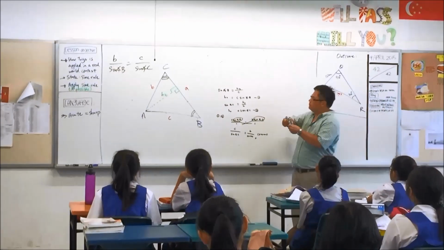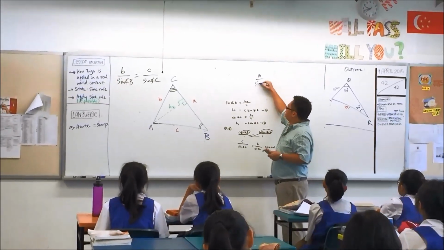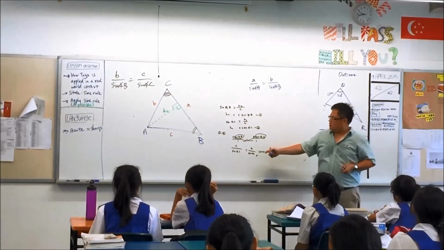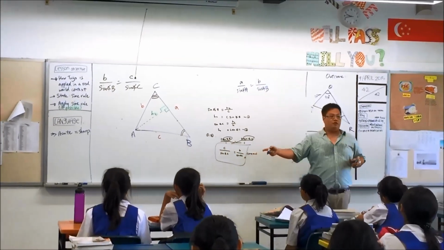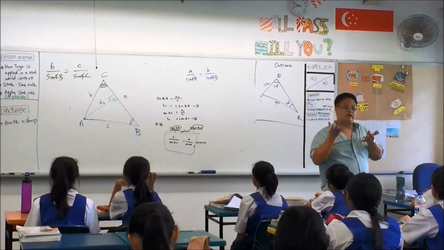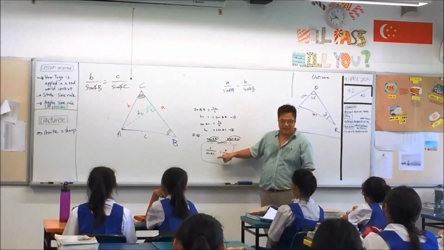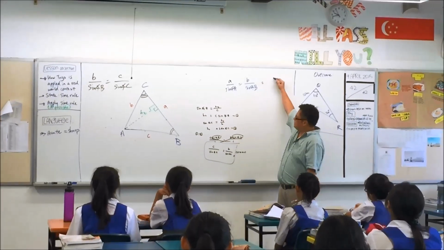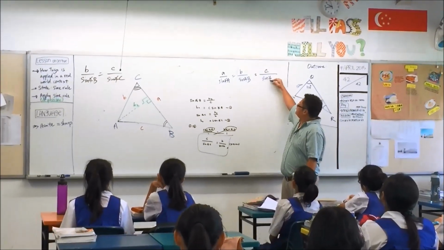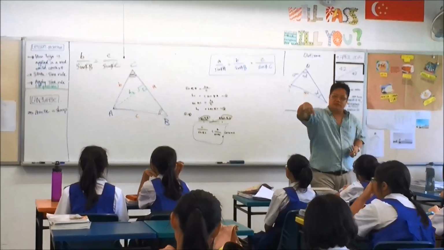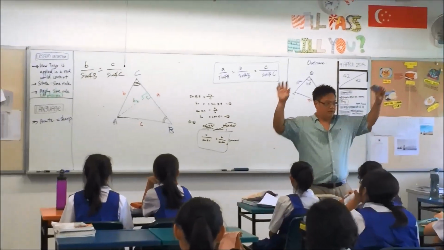We have previously proved that a over sine A equals b over sine B, and I've proven it for you on the board, and all of you have tried it on your own to prove that b over sine angle B is equal to c over sine angle C. Since this is the same, I can link them all up. So this was the sine rule that you proved correctly. Are we cool with that?